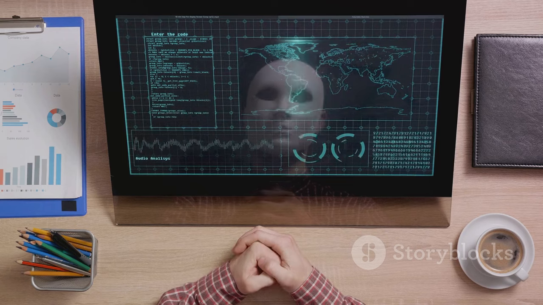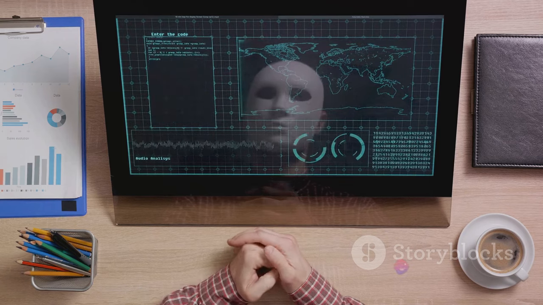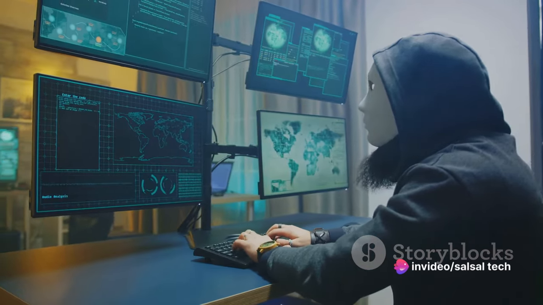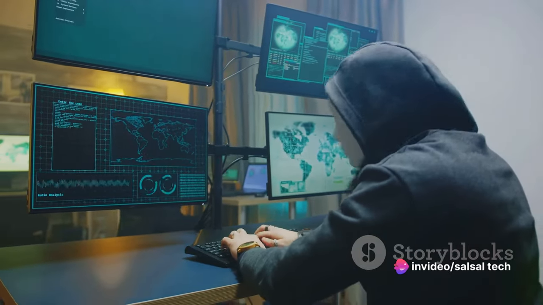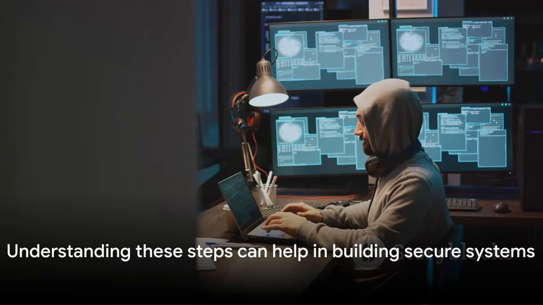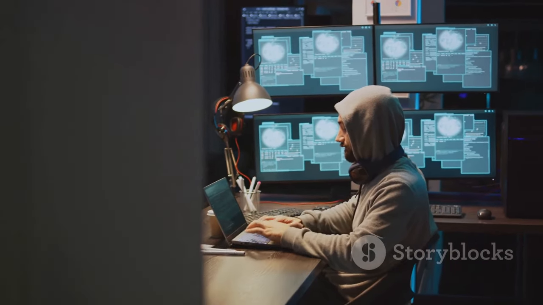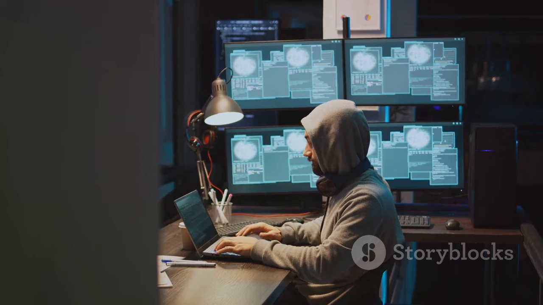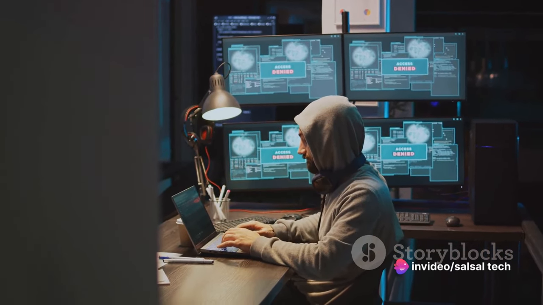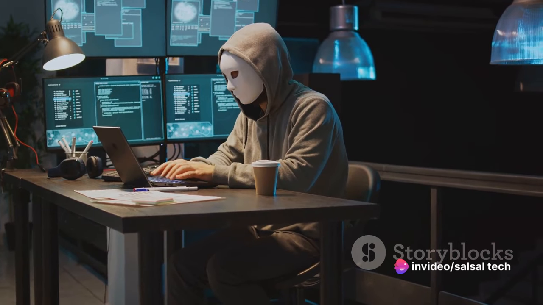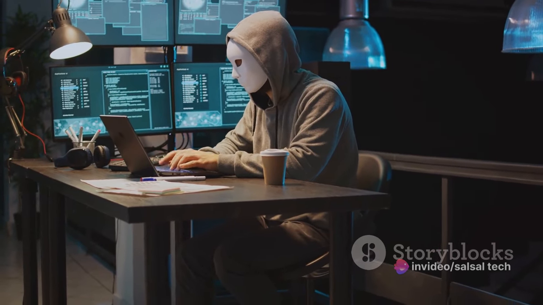It sets the stage for all the steps that follow. It's about knowing your target inside out and using that knowledge to your advantage. But remember, with great power comes great responsibility. While understanding these steps can help in building secure systems, misuse of such knowledge can have serious repercussions. With sufficient information gathered, we move to the next stage, scanning.